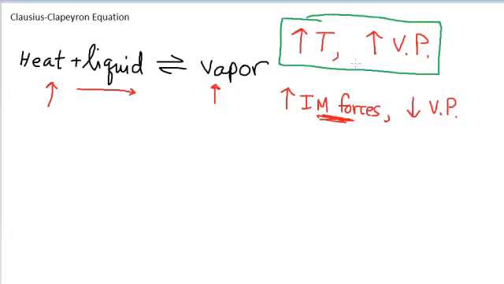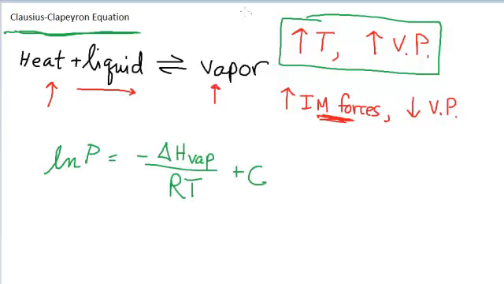This is not a linear relationship, but there is an equation that relates temperature and vapor pressure of a substance, which is just the pressure of the gas phase above the substance, and that equation is called the Clausius-Clapeyron equation. The Clausius-Clapeyron equation was derived using thermodynamics, and it looks like this.